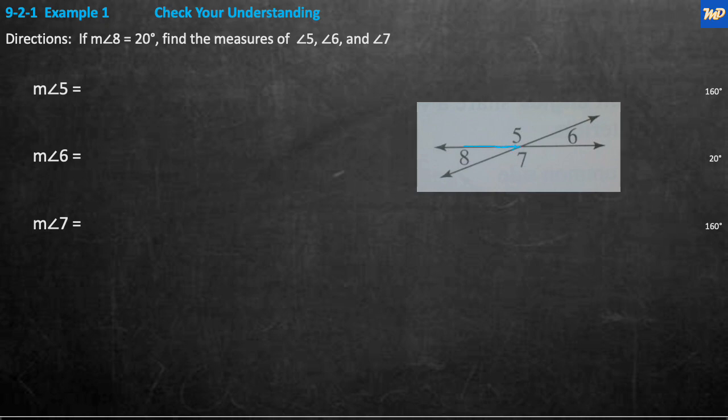Okay, this is angle 8. So we know a couple of things. We know that angle 6 right here is a vertical angle with angle 8. And we were also told earlier that vertical angles are congruent, that they're equal. So we know that if angle 8 is 20 degrees, then angle 6 is equal to 20 degrees. We could do it another way too, a longer way, but this is quick.